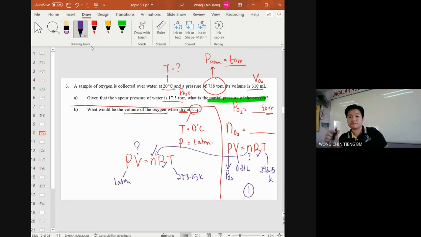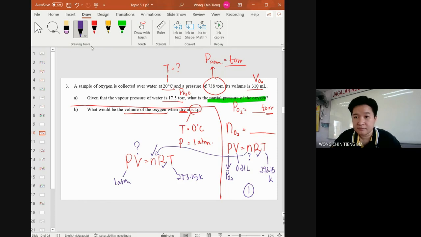Nampak? Bear that in mind, the things that doesn't change is number of mole. Quantity dia tak berubah. Pressure boleh berubah, volume boleh berubah sebab dia boleh kembang, dia boleh kecut and so on. Tapi number of mole takkan berubah. Bilangan takkan berubah. Okay?